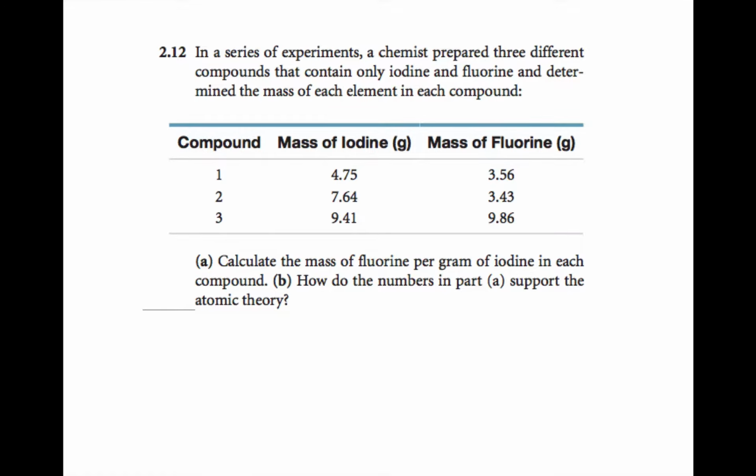In a series of experiments, a chemist prepares three different compounds containing only iodine and fluorine, and determines the mass of each element in the compound. Okay, so we have 1, 2, 3 compounds. A. Calculate the mass of chlorine per gram of iodine in each compound.